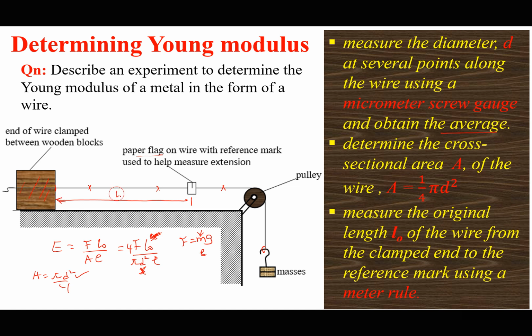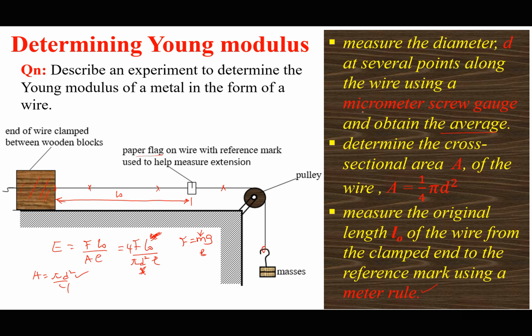Before loading, I might have considered these masses as the reference masses just to straighten the wire. So I may now go on adding loads onto this. So these ones will not be considered. I may consider the ones I go on adding as my new loads. So measure the original length L naught of the wire from the clamped end to the reference mark using a meter ruler. So the instruments to be used here are very important. We are using a meter ruler to measure the length L naught.